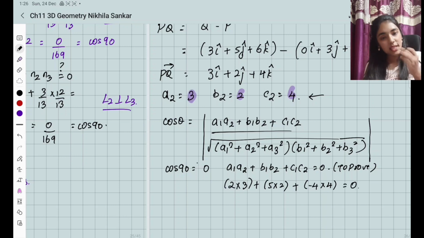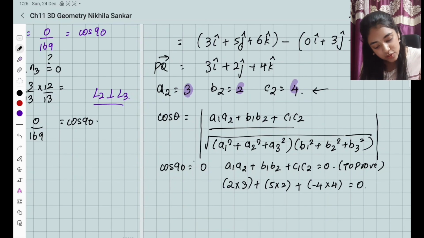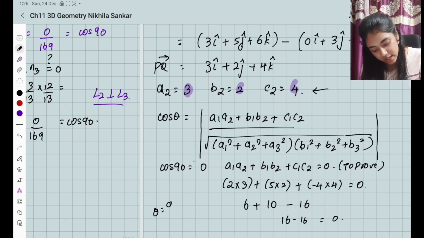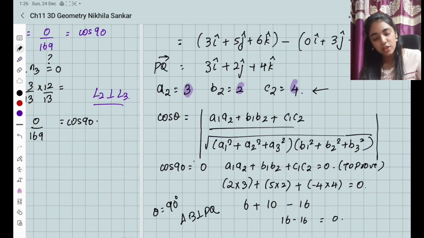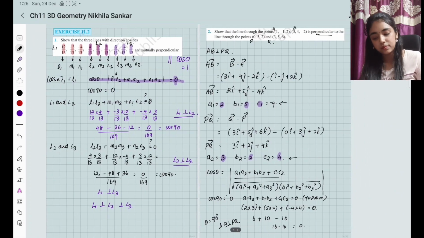If the answer does not come, go back immediately and check where the mistake is. So this is going to be 3 twos are 6 plus 5 twos are 10 minus 4 fours are 16. So this is going to be 16 minus 16, which is 0. So we proved that theta equals 90 degrees, which means AB is perpendicular to PQ. Okay, please copy.